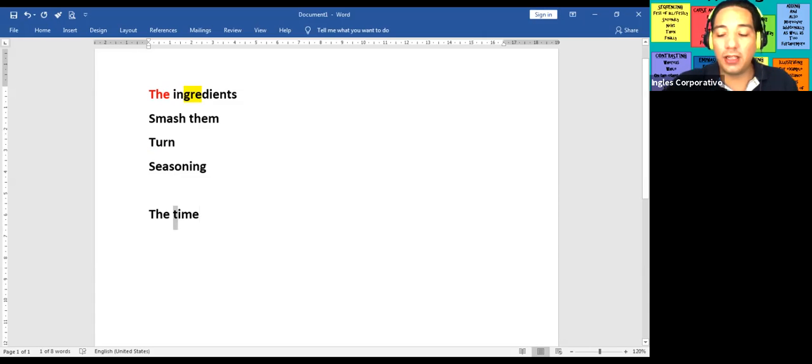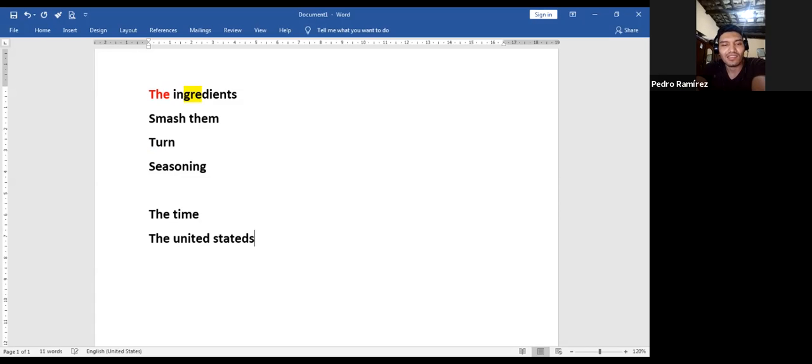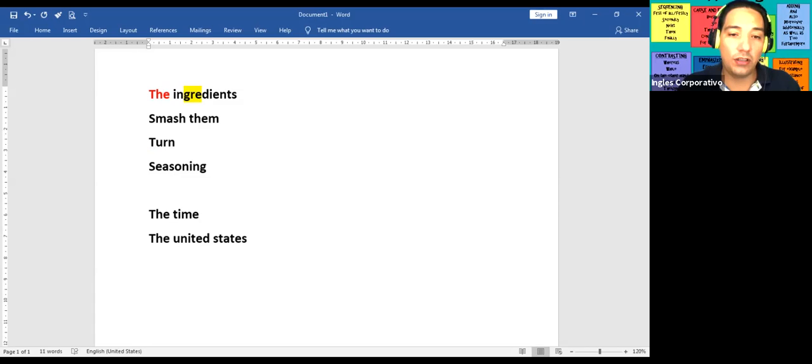Y cuidado, a un americano jamás le vayas a decir the United States, ok, se va a enojar, se va a poner rojo y te va a decir the United States. Okay, te lo aseguro, ya me pasó como tres veces. The United States, okay?